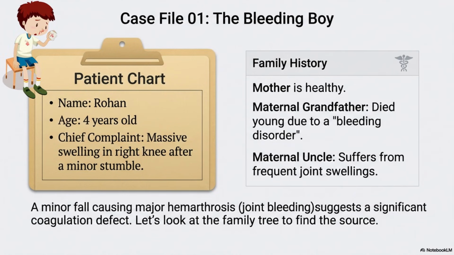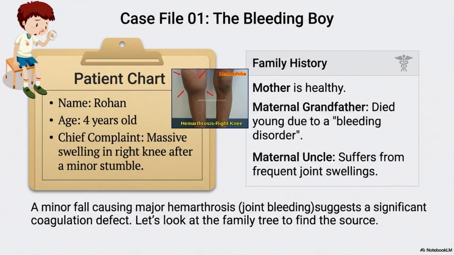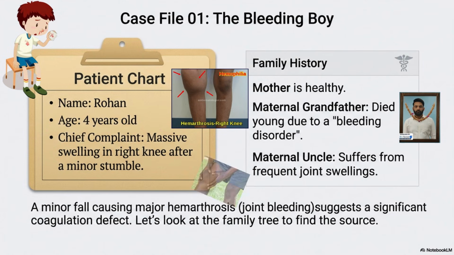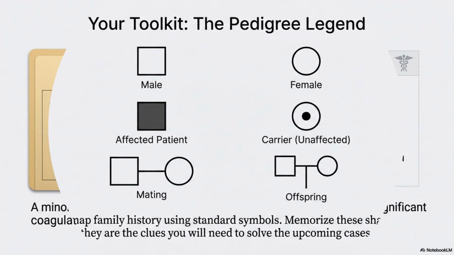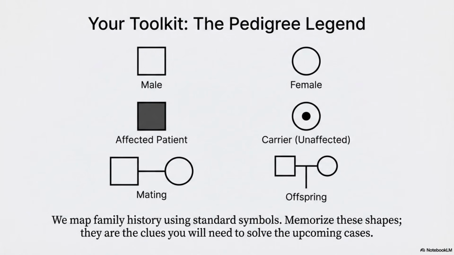Let's look at the clinical scenario. A 4-year-old boy, Rohan, is brought to the clinic with massive swelling in his right knee after a minor stumble. His mother mentions that her father, Rohan's Nanaji, died young due to a bleeding disorder, and her brother, Rohan's Mamaji, also has frequent joint swellings. Let's map this out using standard symbols. Squares as males, circles as females, shaded as affected, and dot in the center as carrier.